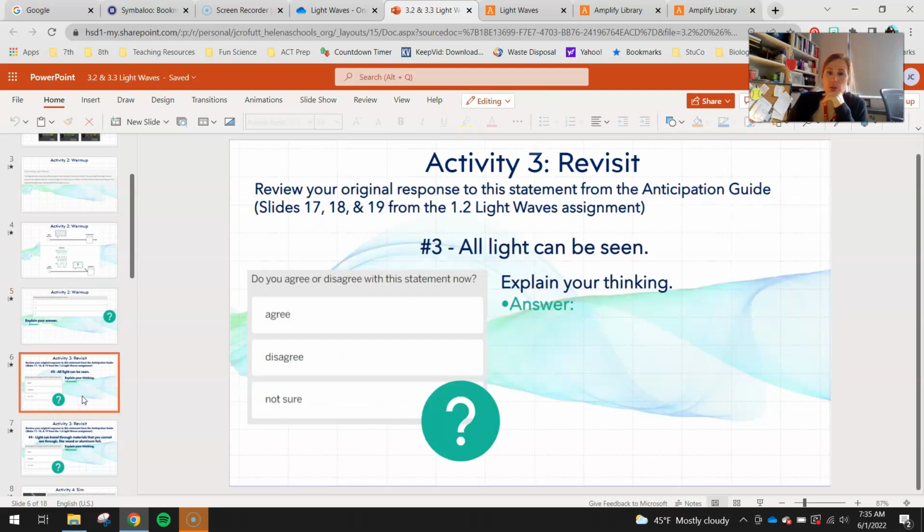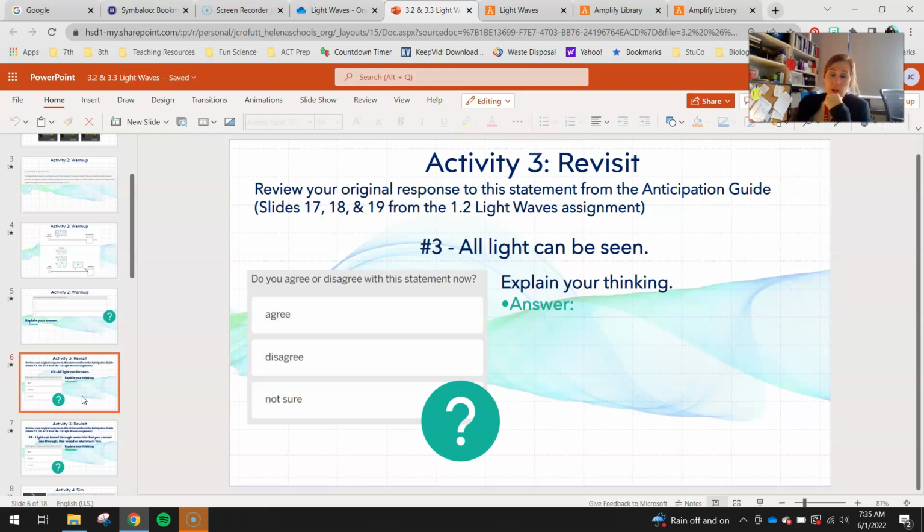For activity 3, you're going to revisit lesson 1.2, that very first lesson we did in light waves, where you had 4 comments and said where you agreed and disagreed. We've already revisited number 2, and this time we're going to revisit number 3 and number 4. If you really want to, you can go back, open up lesson 1.2 and check whether you agreed or disagreed with these statements originally. Again, we're just looking at comment 3 and comment 4.